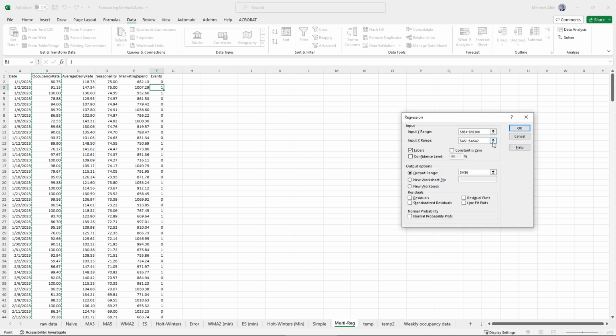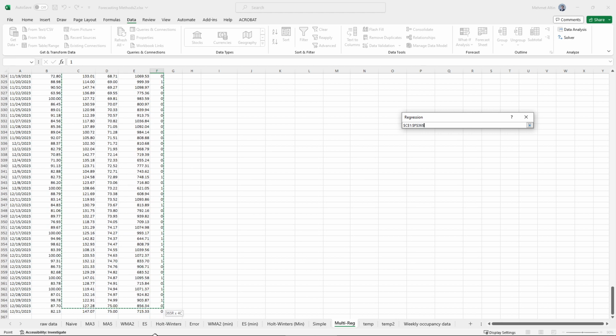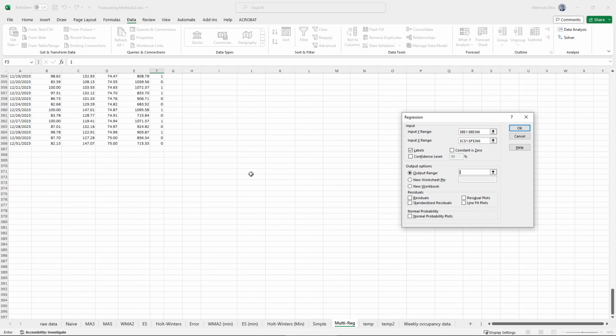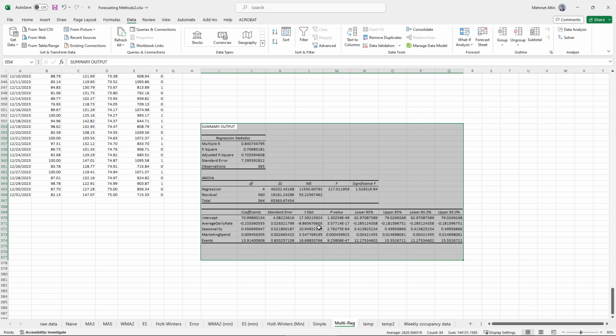Let's go to the independent variables. What are the independent variables now? The independent variable is actually multiple things. There are 4 different independent variables that we argue might affect the dependent variable. We already have the labels. Instead of output range, I'm going to put it a little bit further down. The reason I'm going to explain in a minute. Let's put it here somewhere. And we say okay.